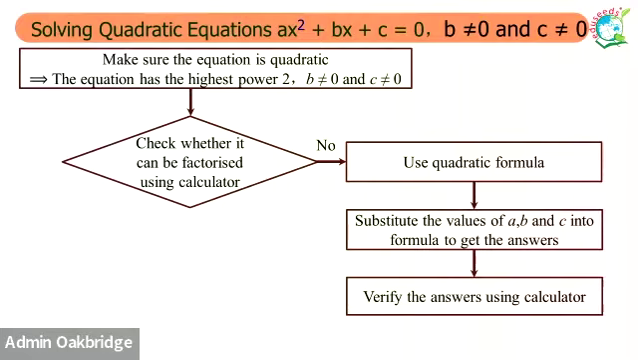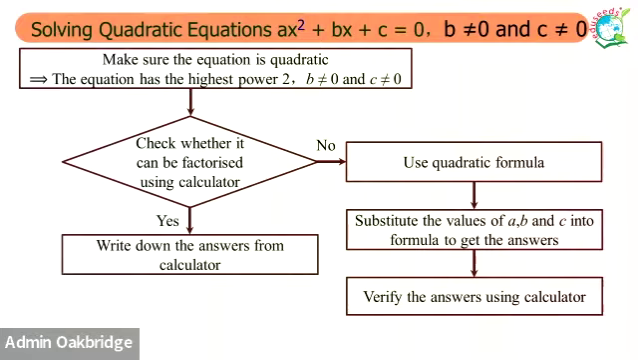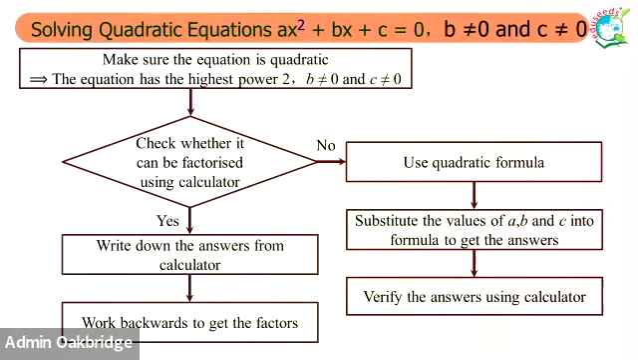What if it can be factorized? Well, this will be very easy. You don't need to use the formula. Just write down the answer first from the calculator, but you can't just leave your answer without what? Without the working. You have to show the working, and the working is the factorization. You have to show the factors. So you have to work backwards to get back the factors. So these are techniques on answering these kind of questions.